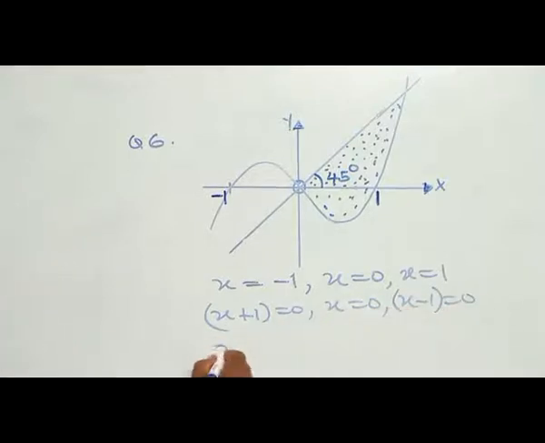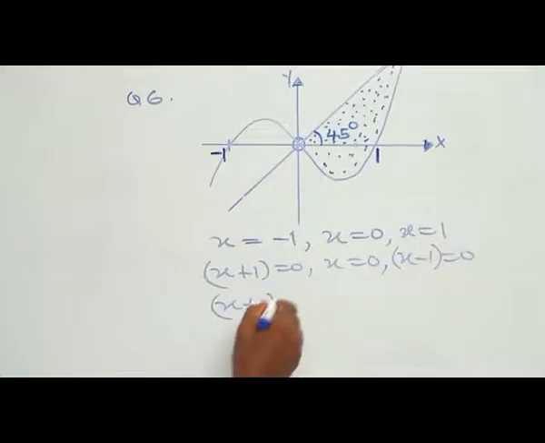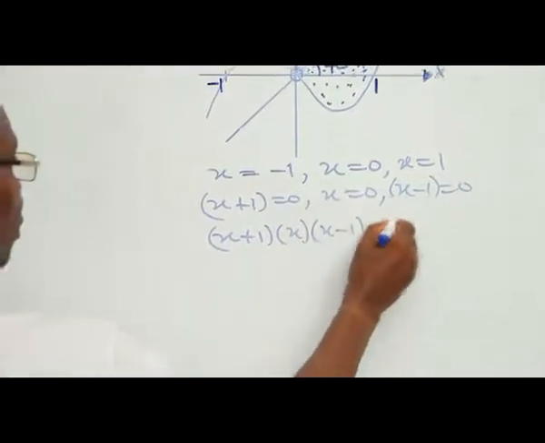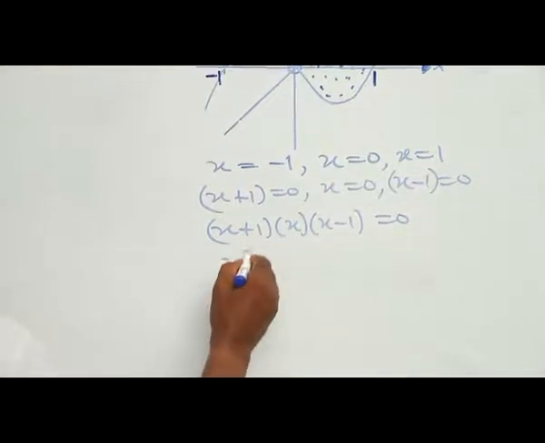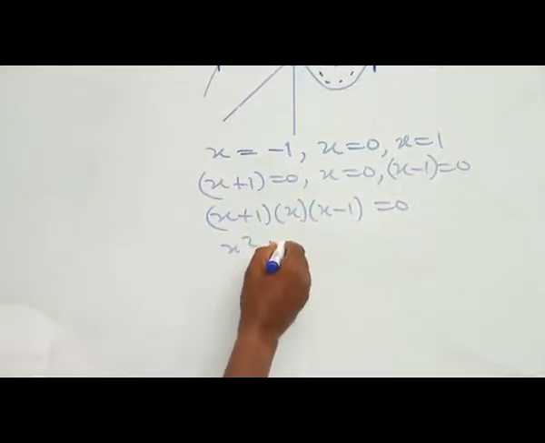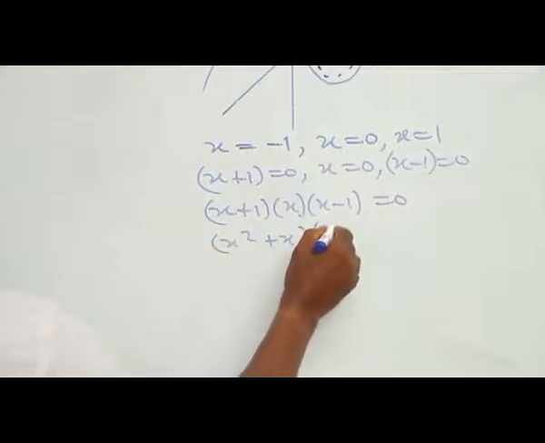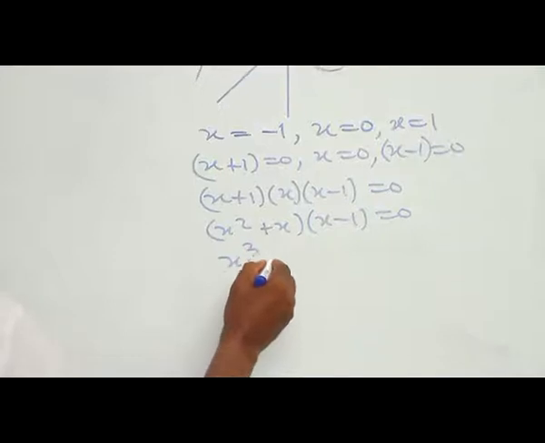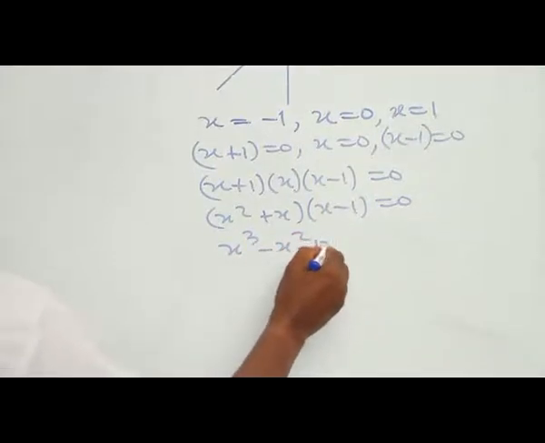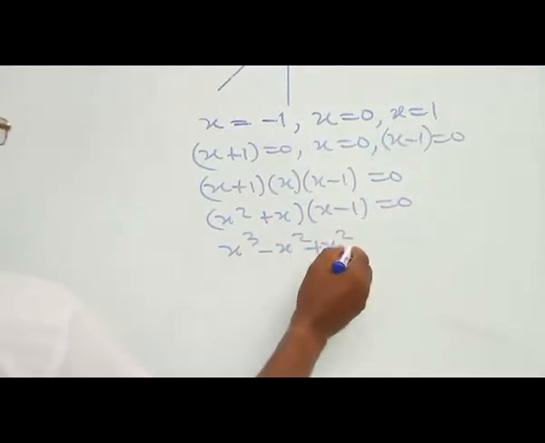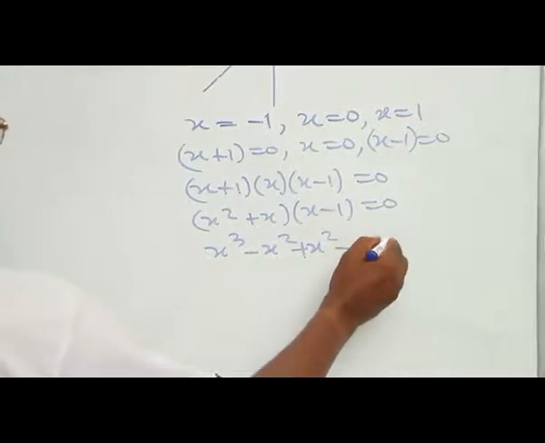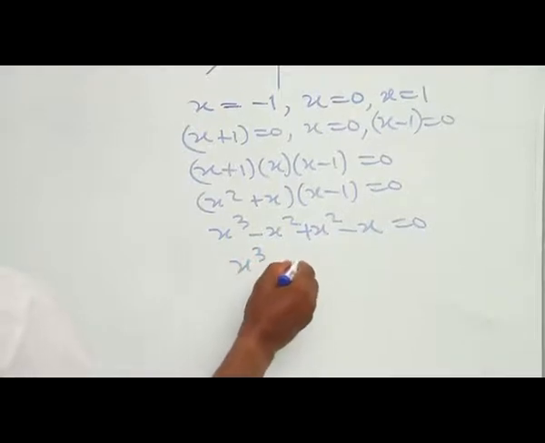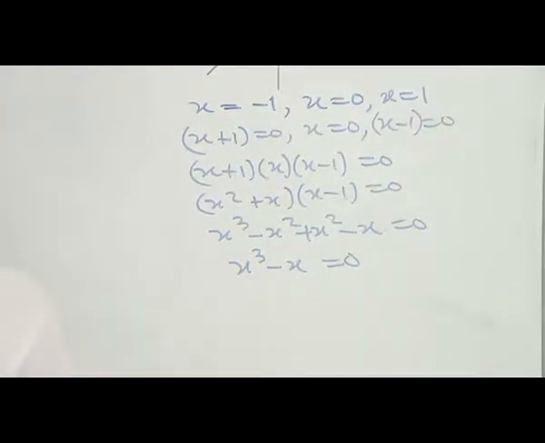Multiplying all together, (s plus 1) times s times (s minus 1) is equal to 0. This will give you (s squared plus s) multiplying (s minus 1) equal to 0, and that will give us s cubed minus s squared plus s squared, and then we have minus s is equal to 0. In this regard, we have s cubed minus s is equal to 0.